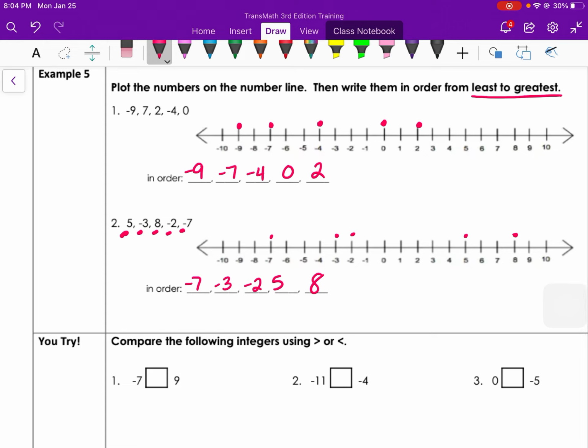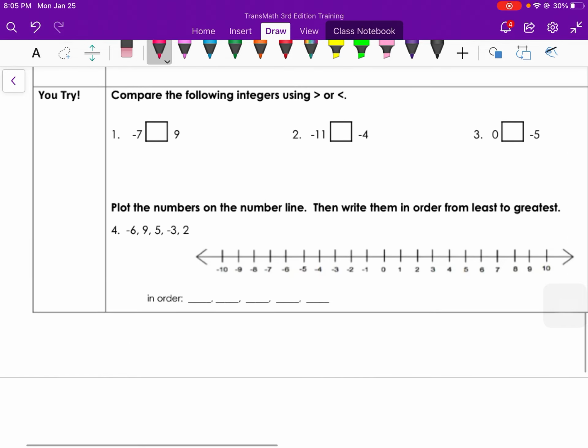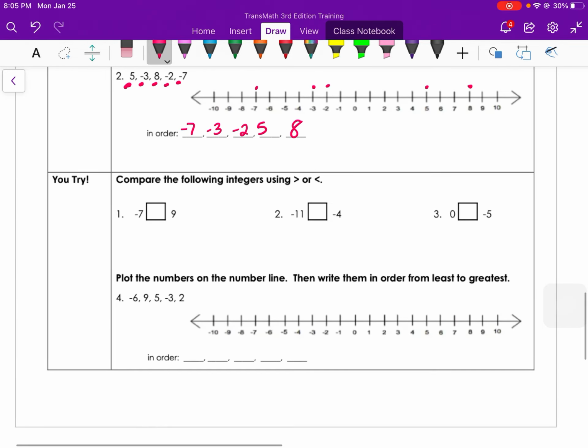Okay, so this is just a quick intro to integers and learning about writing them in order and working with them from smallest to biggest. So you try comparing some and writing them in order now.